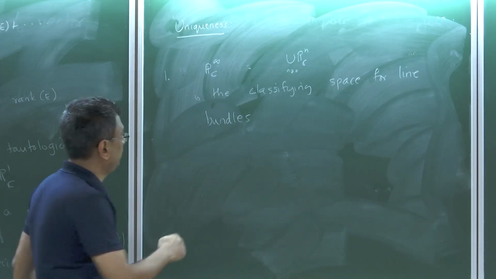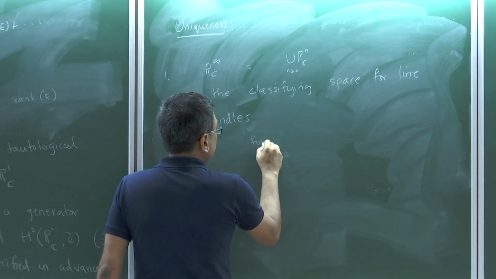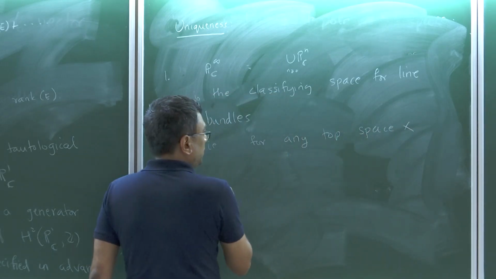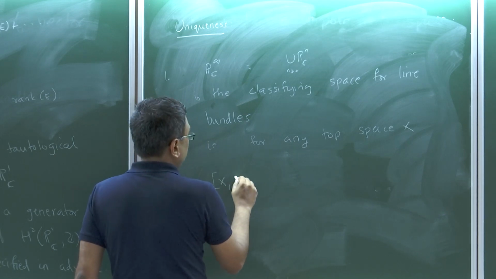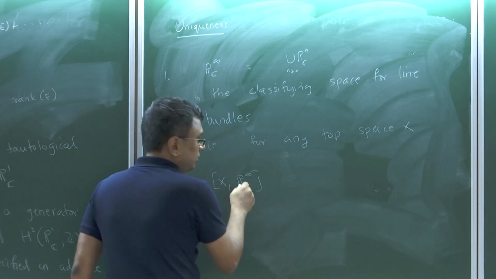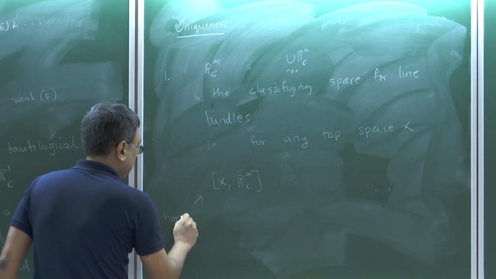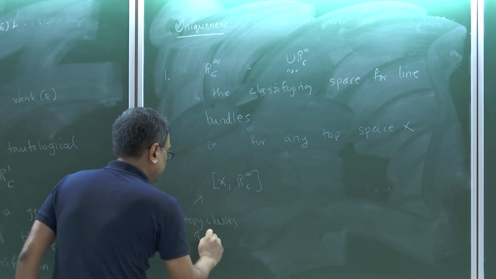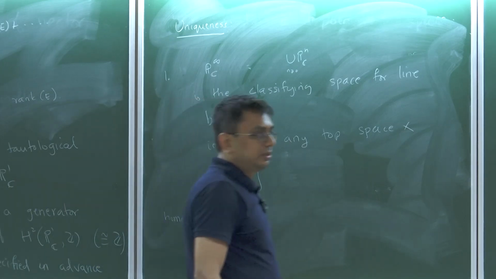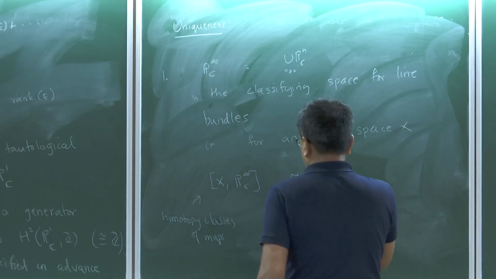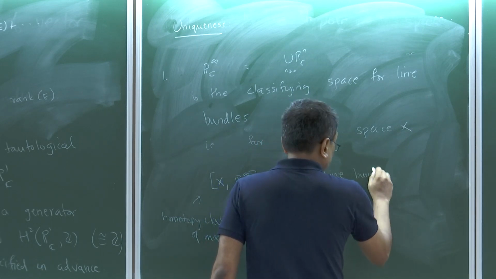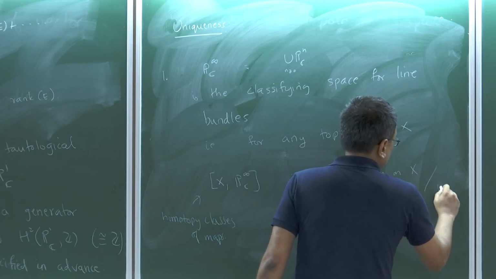What does it mean, classifying space? It means that for any topological space X, homotopy classes of maps from X to P infinity C, so this is the notation for homotopy classes of maps, or maps up to homotopy, is isomorphic, or in natural bijection, with isomorphism classes of line bundles on X, up to isomorphism.